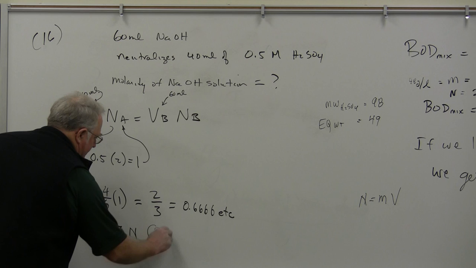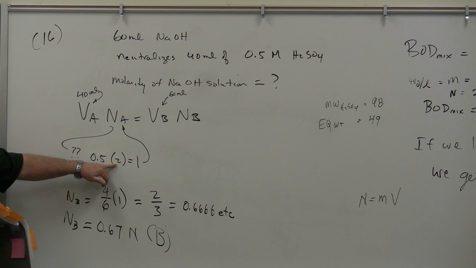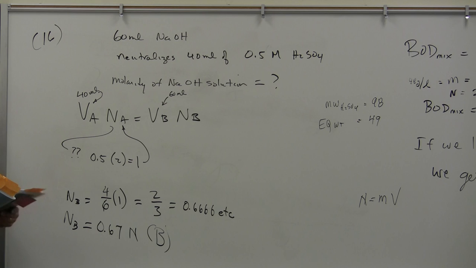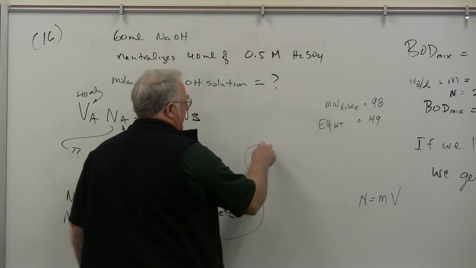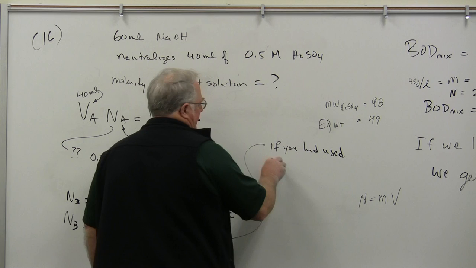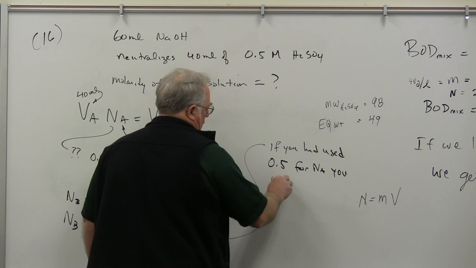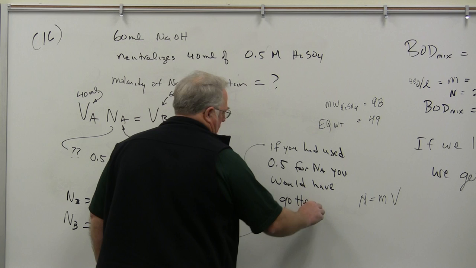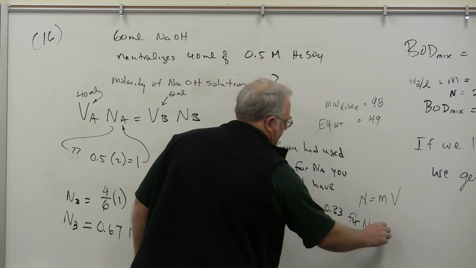Okay? So what would happen if you hadn't plugged in the 2? You would have gotten answer D. Let me write that in. If you had used 0.5 for Na, you would have gotten 0.33 for Nb, which is answer D, I believe. Is that right? Answer D. So there's one way to get a wrong answer.